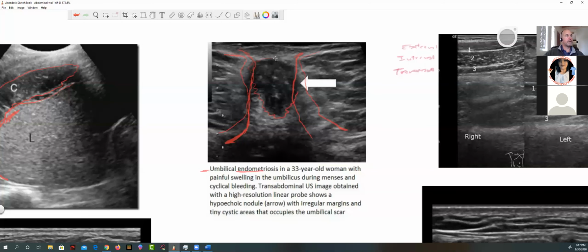And supposedly this one is really just inside, just under the skin of the belly button. So endometriosis in a 33-year-old woman with painful swelling to the umbilicus during menses and cyclical bleeding. Transabdominal ultrasound image obtained with high-resolution linear probe shows a hypoechoic nodule with irregular margins and tiny cystic areas that occupy the umbilical scar.